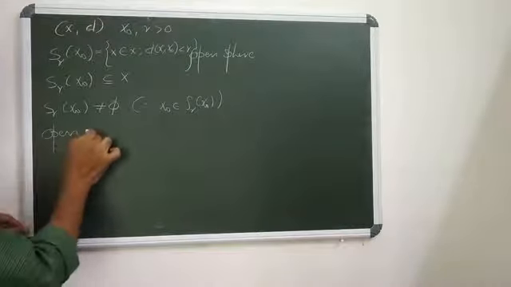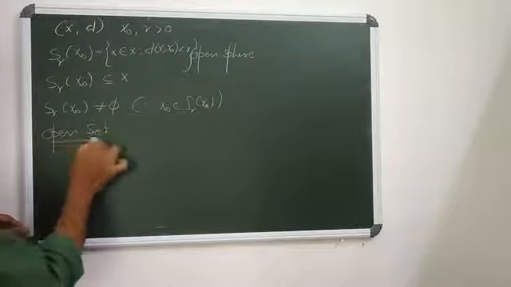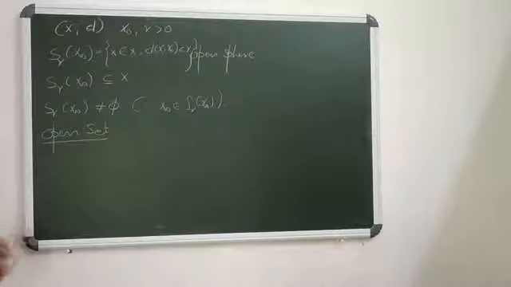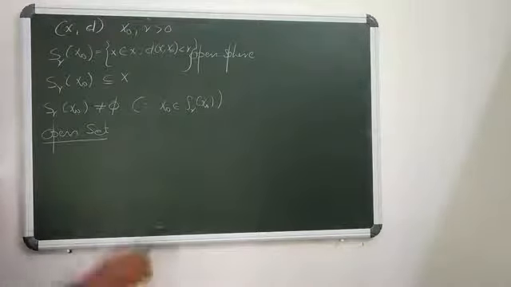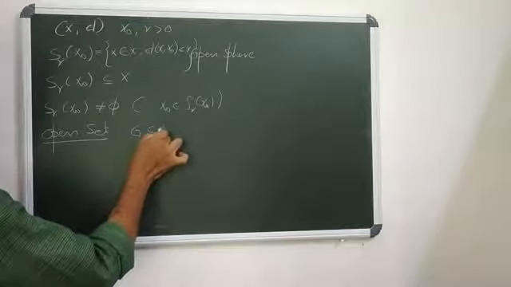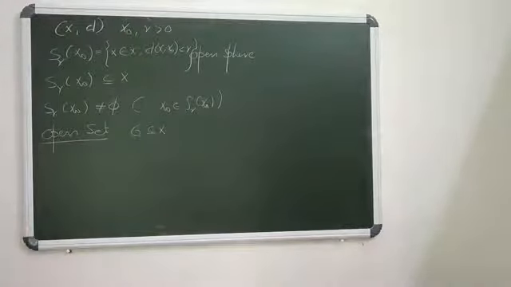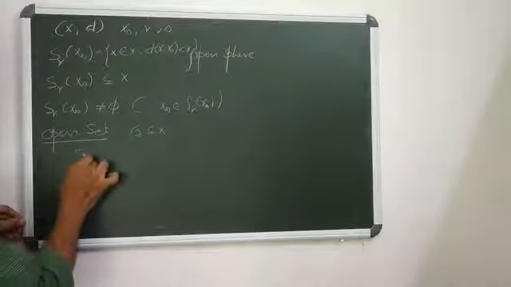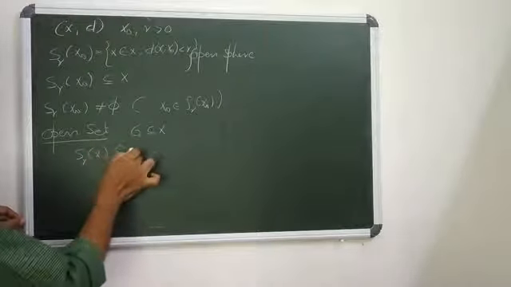method, that is the open set. It's an important term, open set. What is an open set? So, let (X, d) be a metric space, and G be a subset of X. This G is said to be an open set if there exists an open sphere S_r(x) which is a part of G.